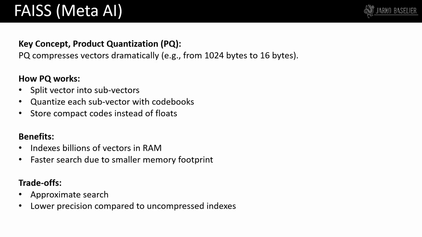The benefits are that it indexes billions of vectors in RAM, and it gives faster search due to smaller memory footprints. Also, here we have a few trade-offs: it is an approximate search with a lower precision compared to uncompressed indexes.